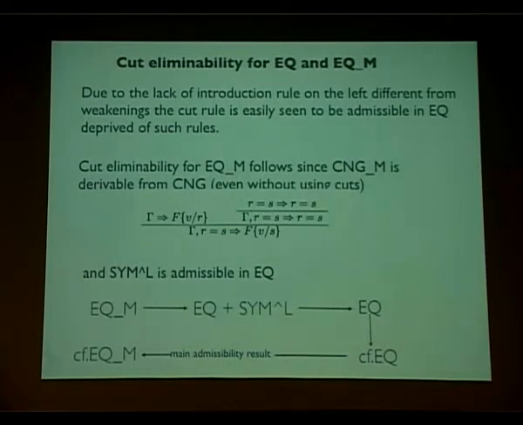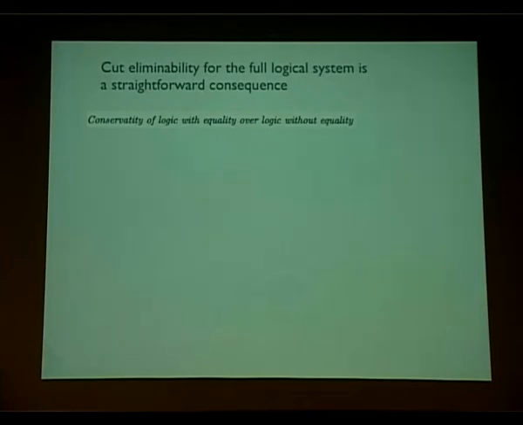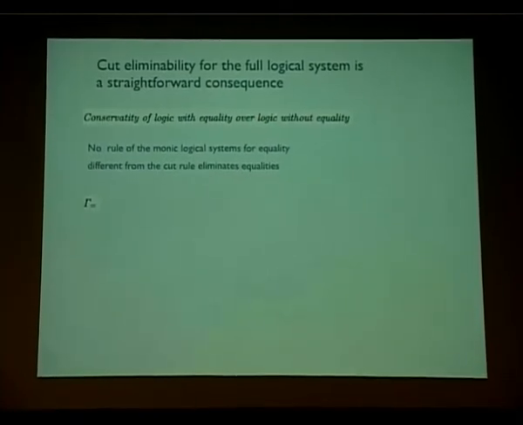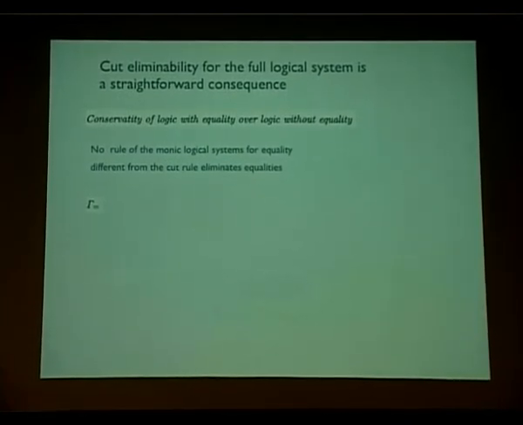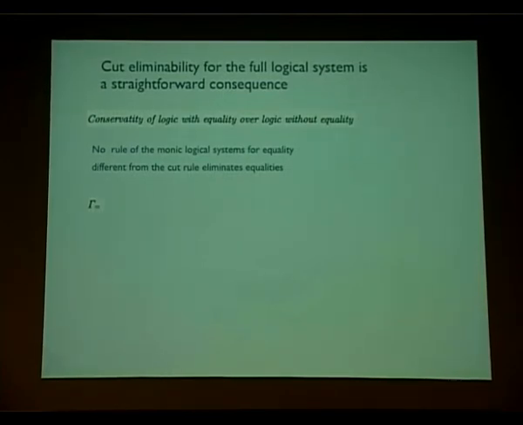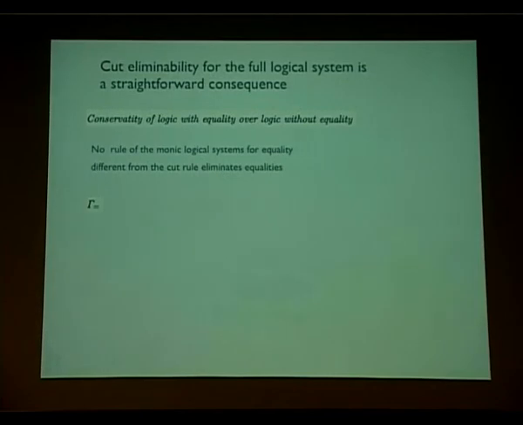Then the Stick-Kanger, we have cut elimination for that system too, and you can make, of course, applications very simple like this one. For example, if you want to have conservativity of logic with equality over logic without equality, in the monic system, this is an obvious result because no rule eliminates equality. So if you don't have equality at the end, in a cut-free proof, you don't have equality anywhere.